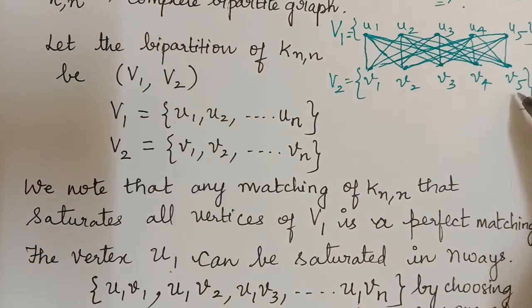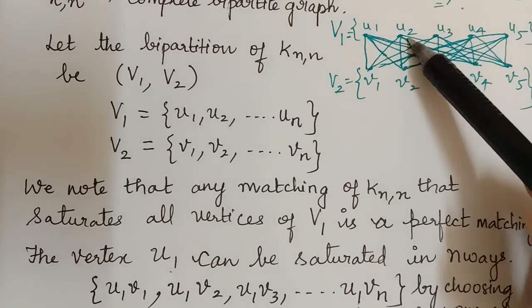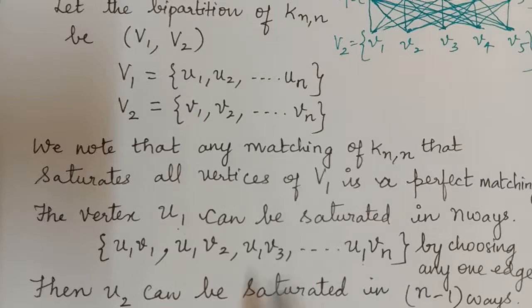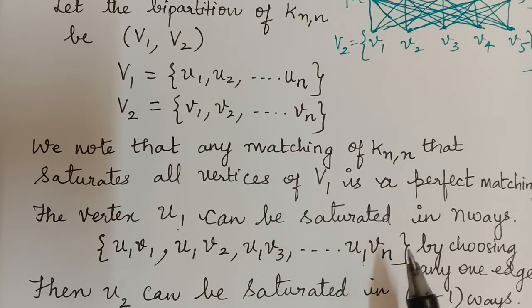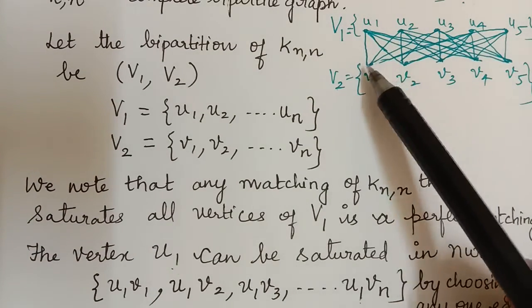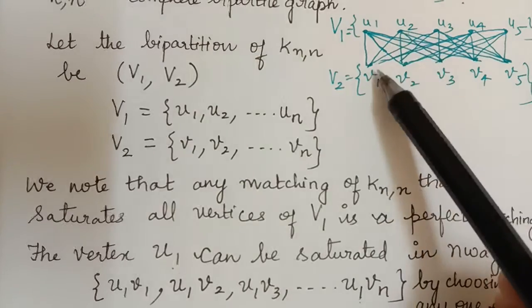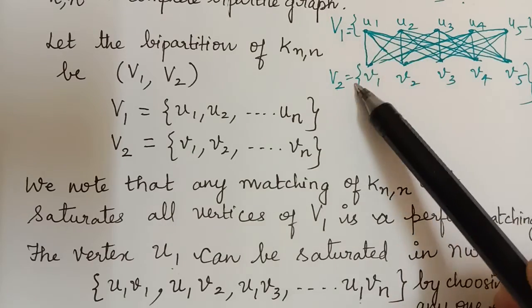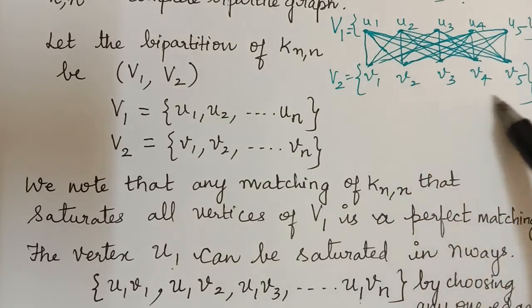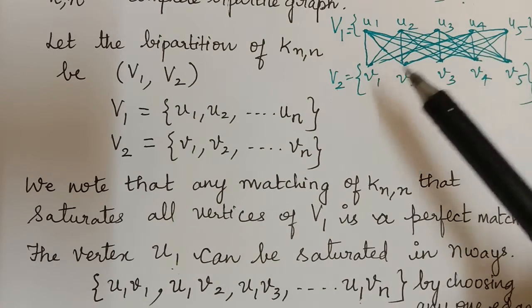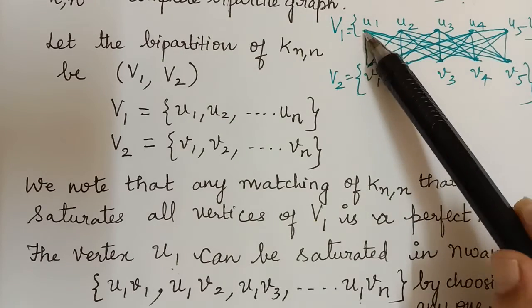n vertices of the other partite set, but already any one edge from u1 v1, u1 v2, u1 v3 would have been in the set already. Then we can't consider that edge, because it will be adjacent to another. For example, if we take v1 u2, this is adjacent to u1 v1. So we have to leave one vertex and consider the remaining vertices. Though u2 is adjacent to n vertices, already one vertex will be adjacent with the previous vertex.